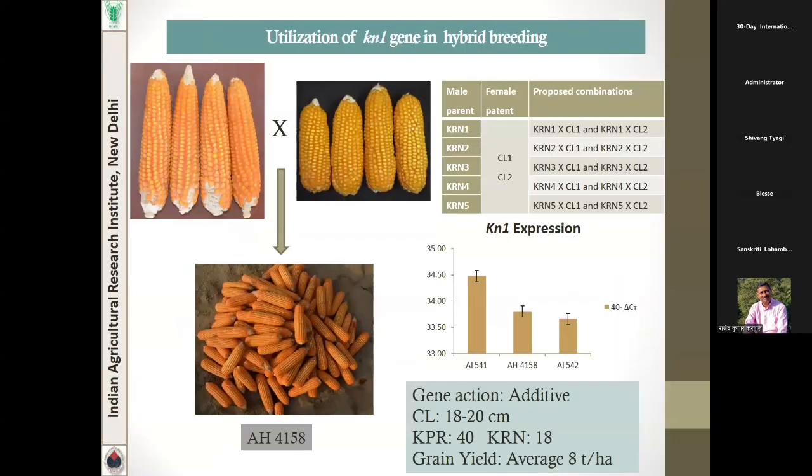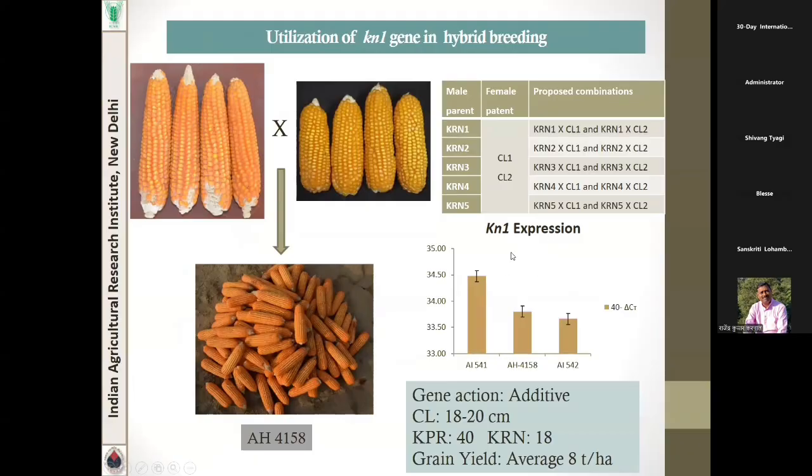Further expression analysis was done. This was the high cob length genotype compared to this, the low cob length genotype. Expression analysis was done with their hybrids also. We crossed these two and made the hybrid, using the genes which have that deleted part.